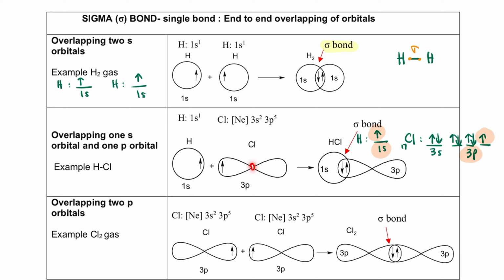We make sure the dumbbell is facing towards this electron, because we want to show the overlapping end to end. Then you just draw a circle, and then another dumbbell, but make sure they overlap. The electrons go top and bottom, and label 1s and 3p. So now it becomes HCl. That is the overlapping between one s orbital and one p orbital.